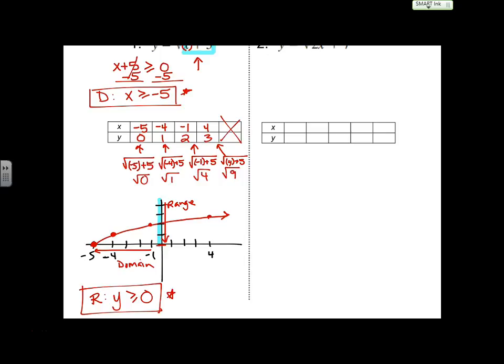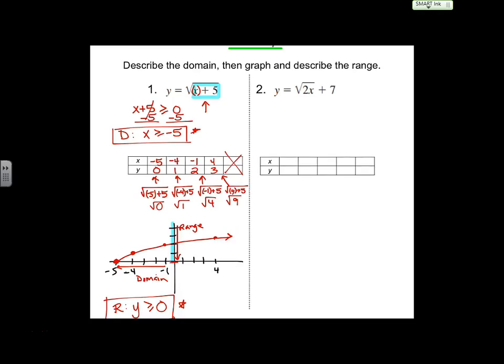Okay? Now that we've worked through one entirely, can I walk around the room and you guys do number 2 if you haven't yet? But as I do that, can we first quickly talk about what's the radicand for number 2? 2x. Radicand is 2x.